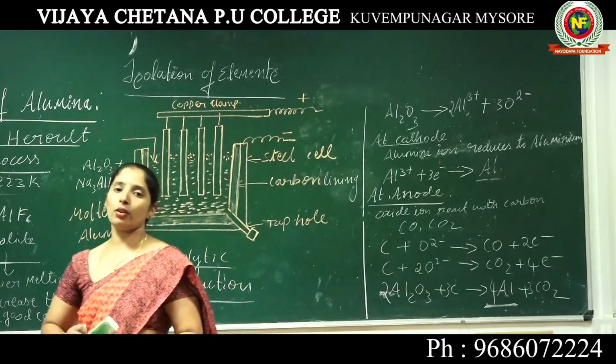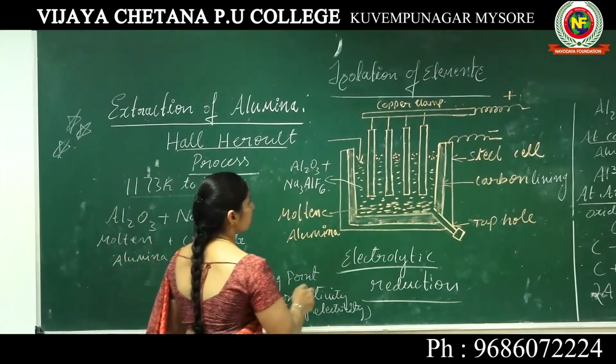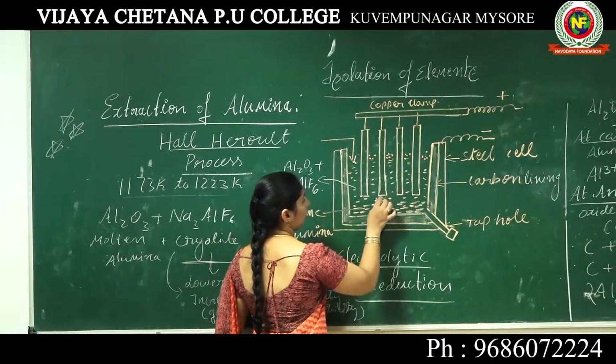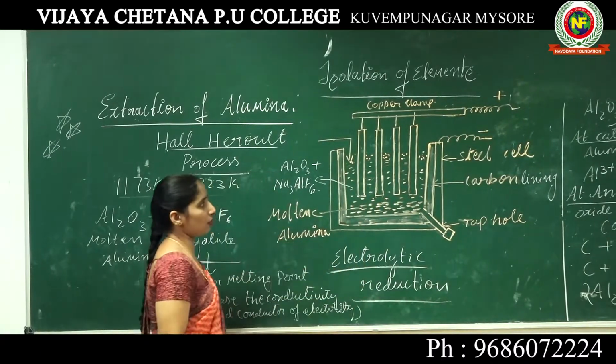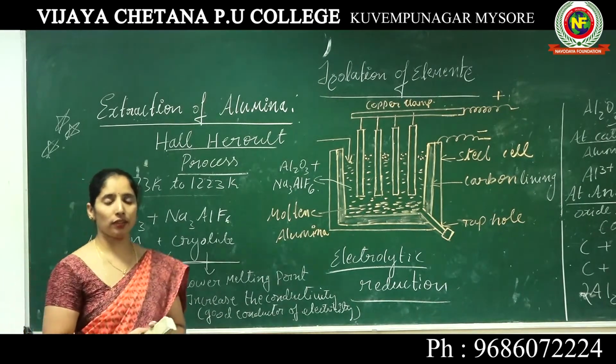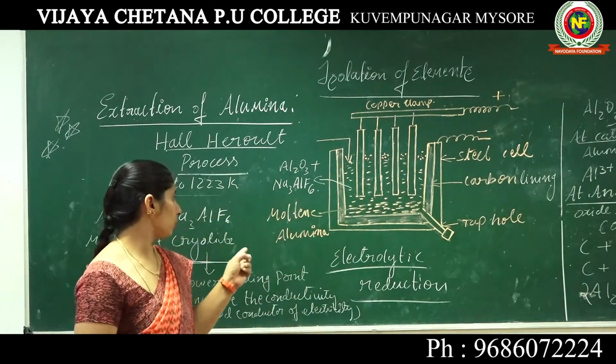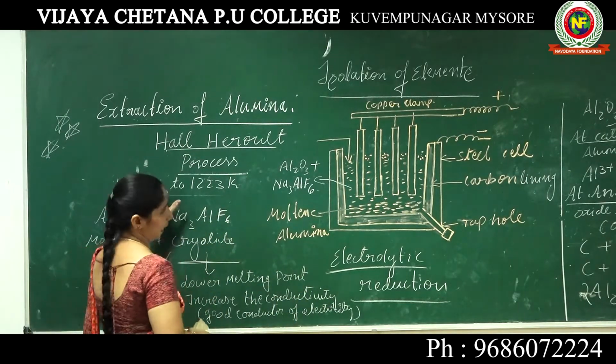So the graphite rod is replaced regularly, why? Because to avoid the corrosion. To avoid the corrosion, we are replacing this graphite rod. So this is how we extract the alumina, through electrolytic reduction of our bauxite.